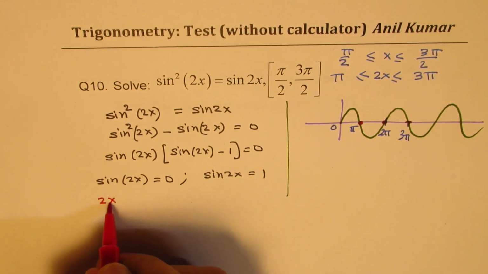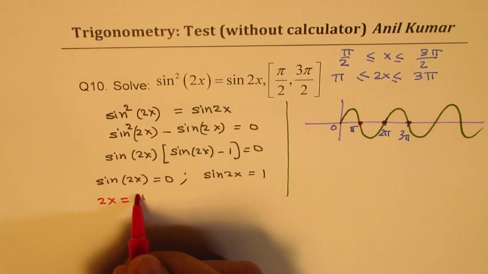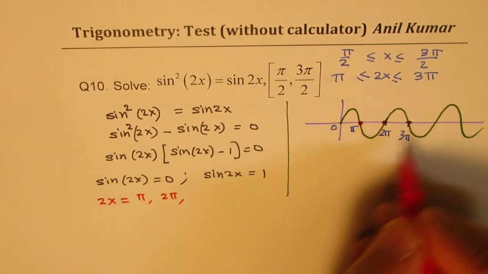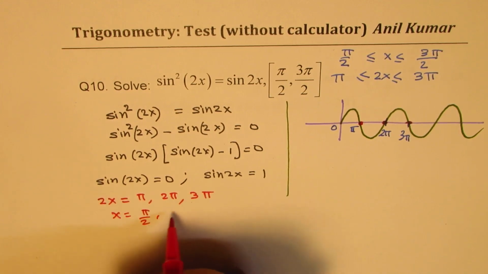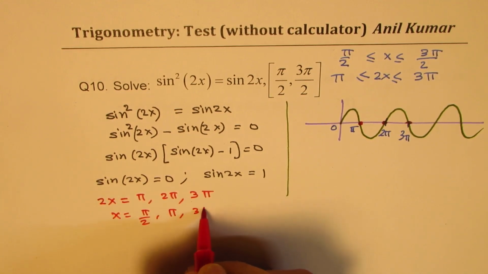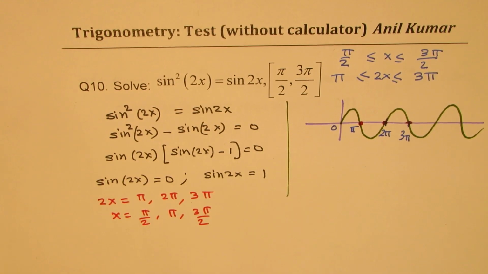So for 0, we get 2x equals to pi, 2 pi, and 3 pi. So x is equals to pi by 2. This is pi, and this is 3 pi by 2. Do you see that part?